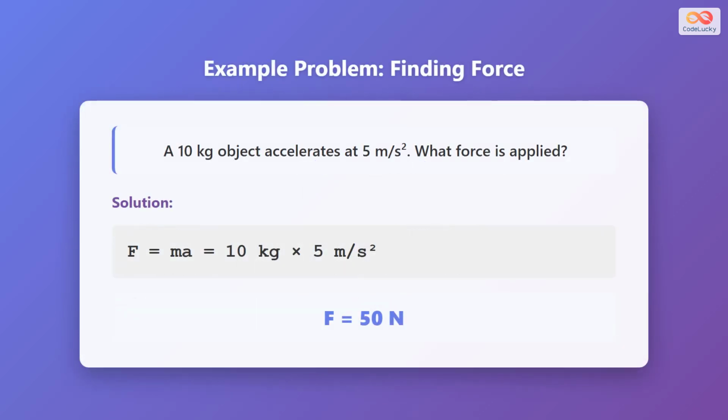Let's solve a practical example. If a 10-kilogram object accelerates at 5 meters per second squared, what force is applied? Using our equation F equals ma, we substitute the values. F equals 10 kilograms times 5 meters per second squared. Multiplying these together gives us F equals 50 newtons. This means a force of 50 newtons is required to accelerate this object at the given rate.